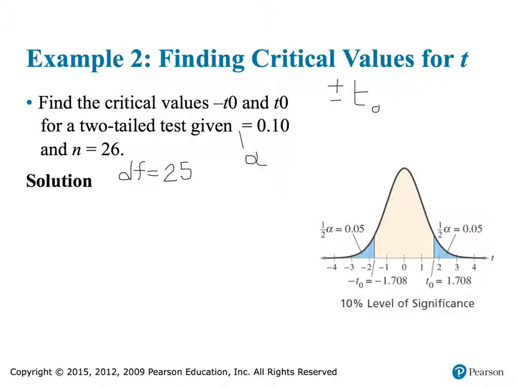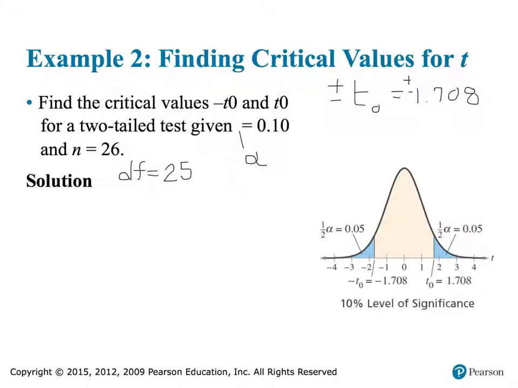So this time we have to go to table 5, find the two tails alpha row at the top, go over to the second column where you see a 0.10, and then down to our degrees of freedom of 25, and you should see a critical value of 1.708. But because this is two-tailed, that means we're going to have a positive and a negative critical value.